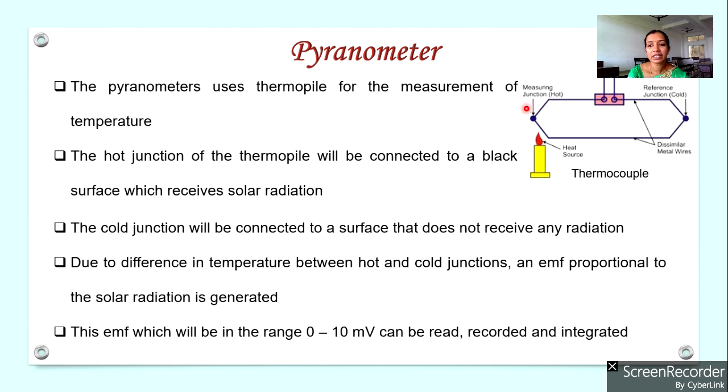So we will connect the hot junction of the thermopile to the black surface and the cold junction to the white surface, that is, the surface that does not receive any radiation. The white surface does not absorb radiation.